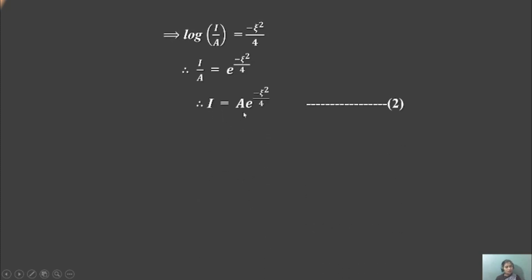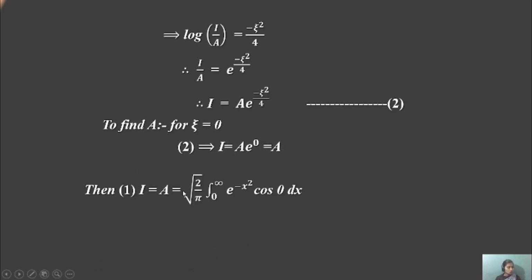Then, taking the log on the right hand side and expanding in the exponential form, e to the power minus ξ square by 4. Then I equals A e to the power minus ξ square by 4. To find the value of A, for ξ equals 0, put into the equation: I equals A e to the power 0, which means I equals A. What is meant by I is the square root of 2/π. This is considered as A equals I.